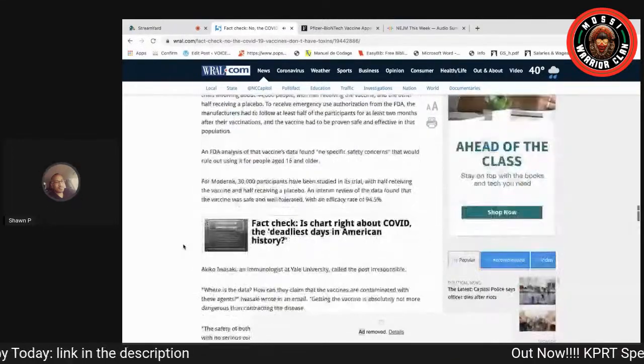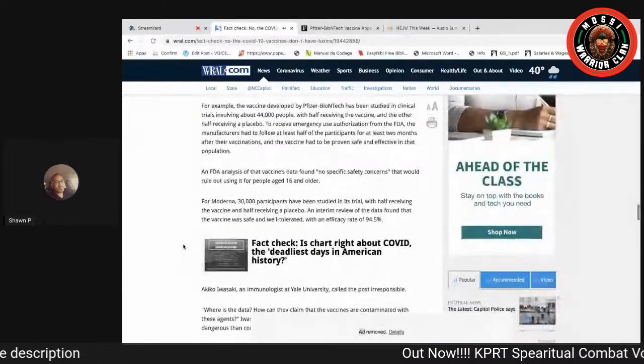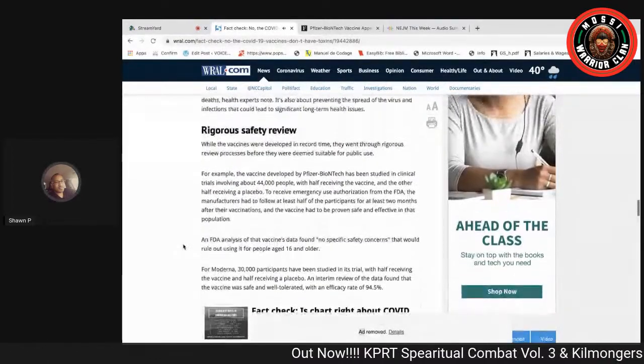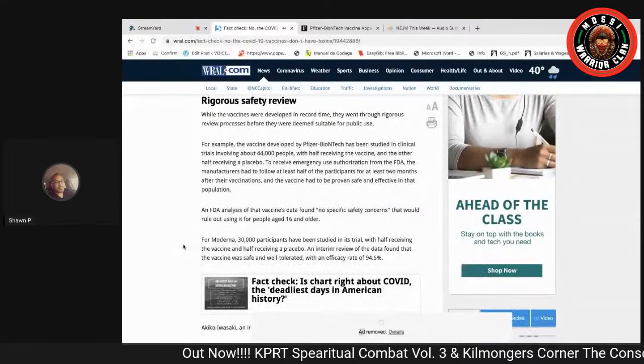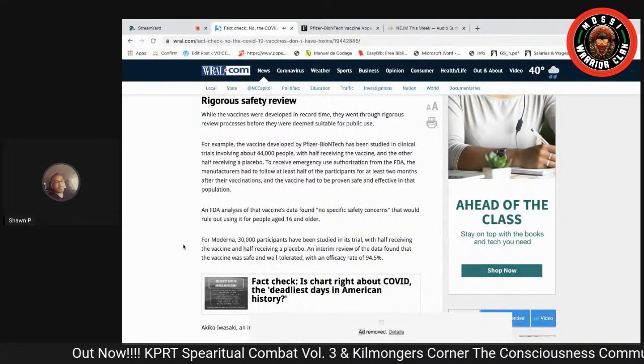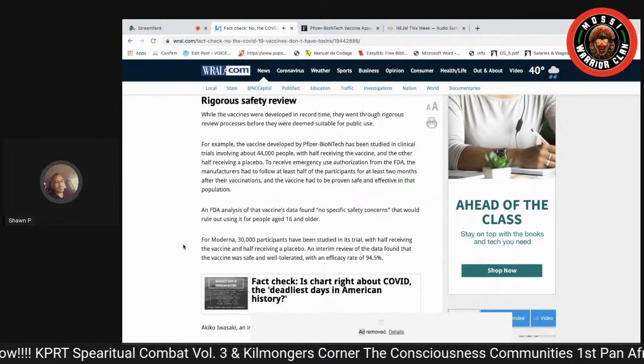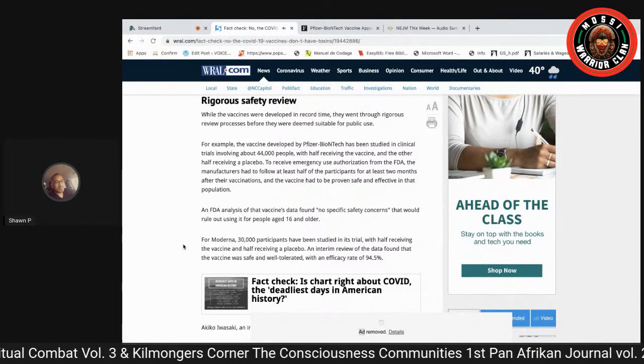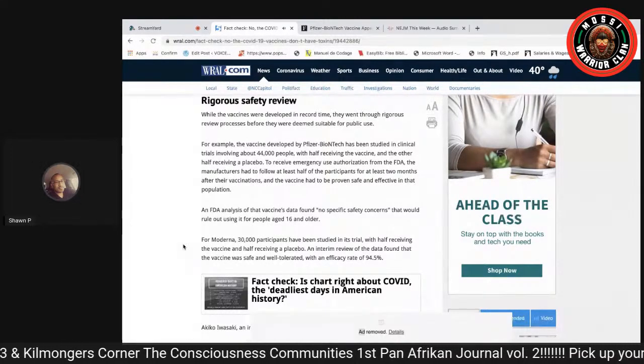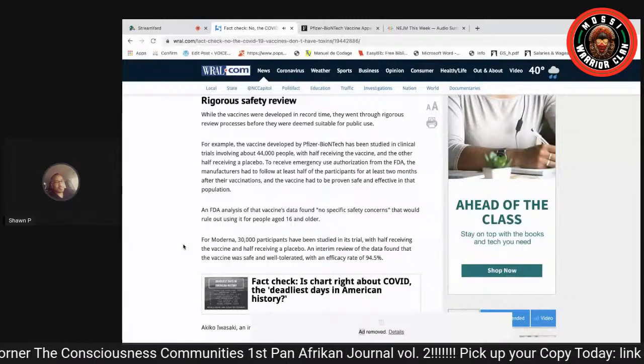But the vaccine isn't intended just to prevent deaths, health experts note. It's also about preventing the spread of the virus and infections that could lead to significant long-term health issues. Rigorous safety review. While the vaccines were developed in record time, they went through rigorous review processes before they were deemed suitable for public use.